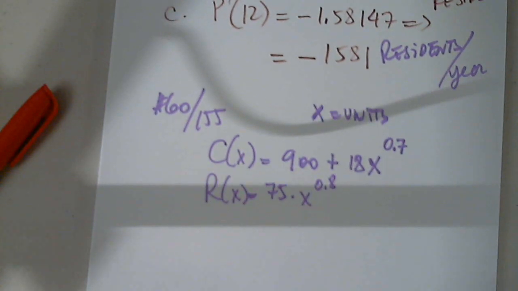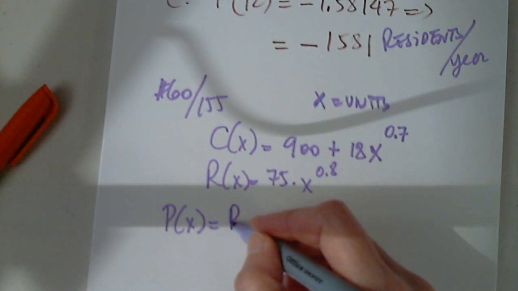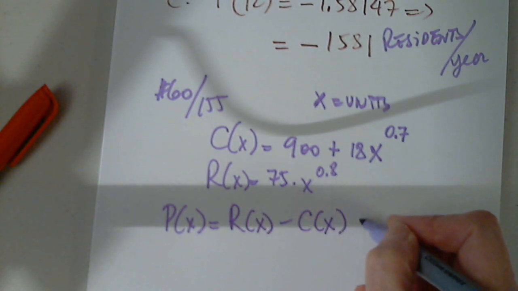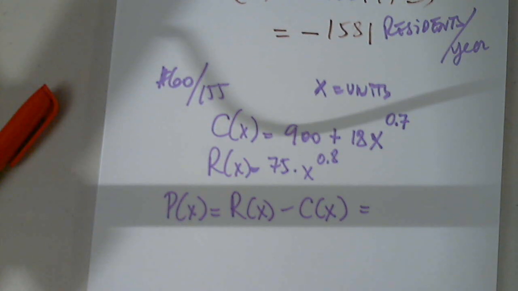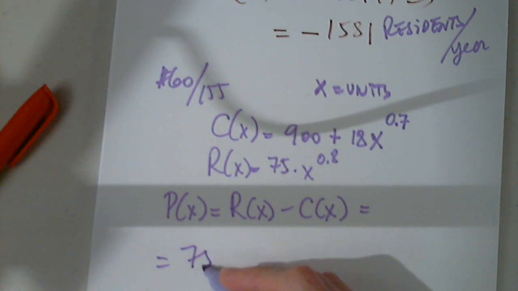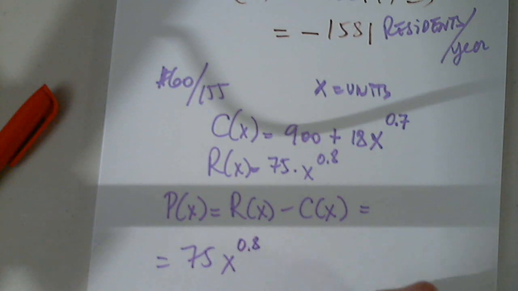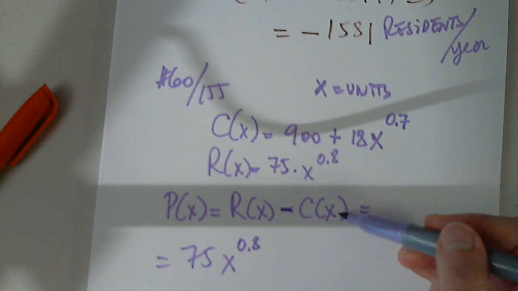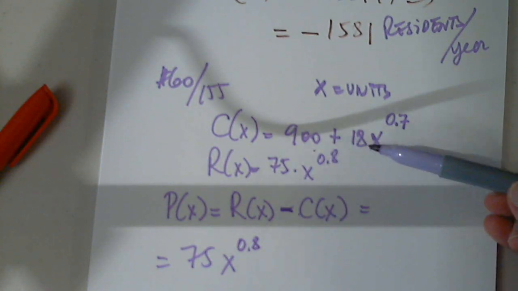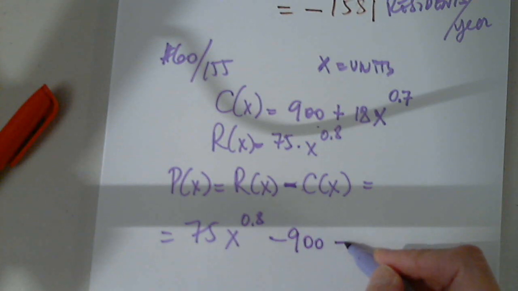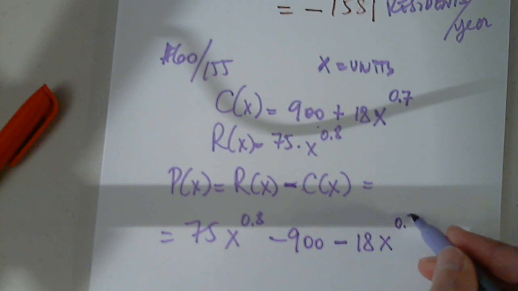So first of all, we have to determine the profit function. How do I find the profit function? What is the formula for the profit? Well, by definition, the profit is the revenue minus the cost. So first we have to find the profit function. Fine. So I copy the revenue, which is 75 multiplied by X to power 0.8. But now when I subtract the cost, I have to distribute -1 to both terms. Make sure you distribute to 900 and you also distribute to 18 X to 0.7.